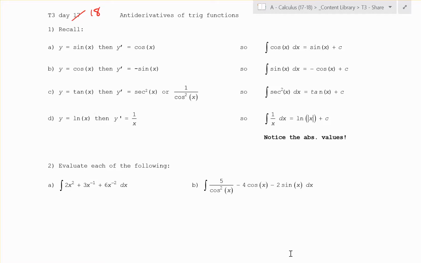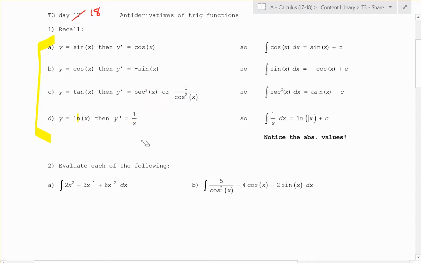Now first, here is the big list of all of the trig derivatives that you need to remember. So derivative of sine is cosine, derivative of cosine is negative sine, tangent is secant squared. I prefer writing it as secant squared, but sometimes you need to simplify. So you need to write secant squared as 1 over cosine squared. And the derivative of ln, natural log, is 1 over x.